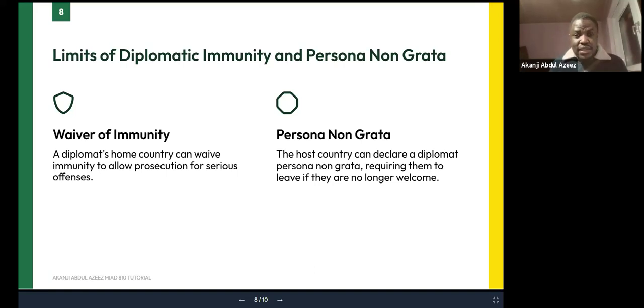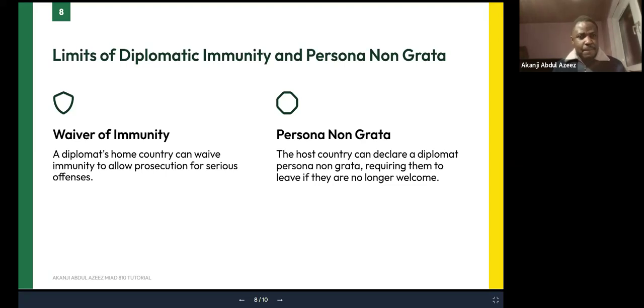There are cases of that. Understand? We've seen cases whereby they put contraband in the diplomatic bag. So how do we deal with this kind of problem? We have two ways to deal with them. Number one is waiver of immunity.